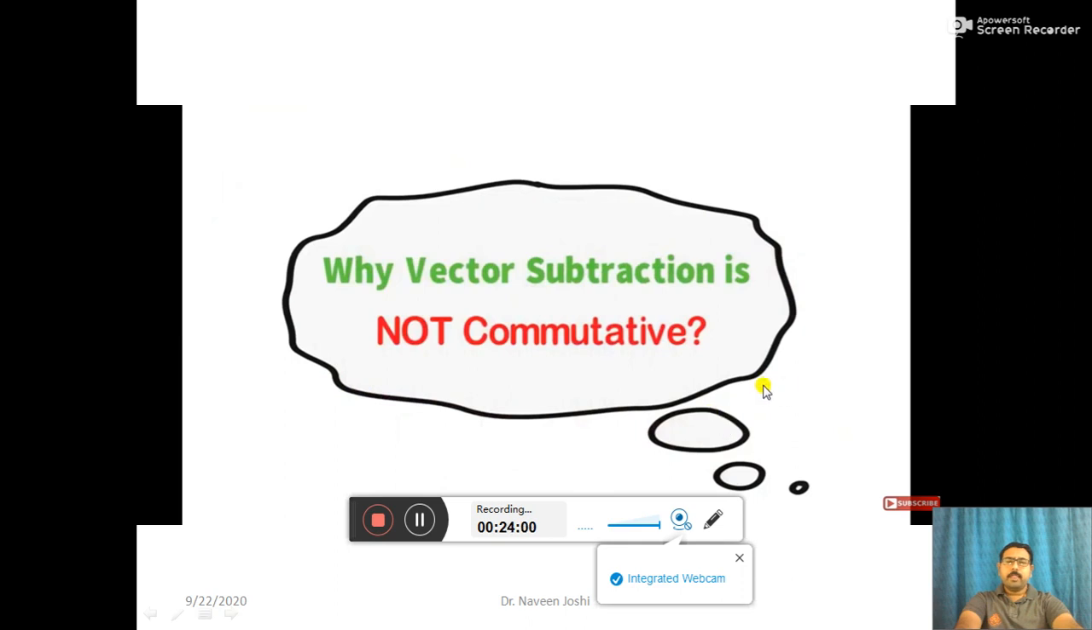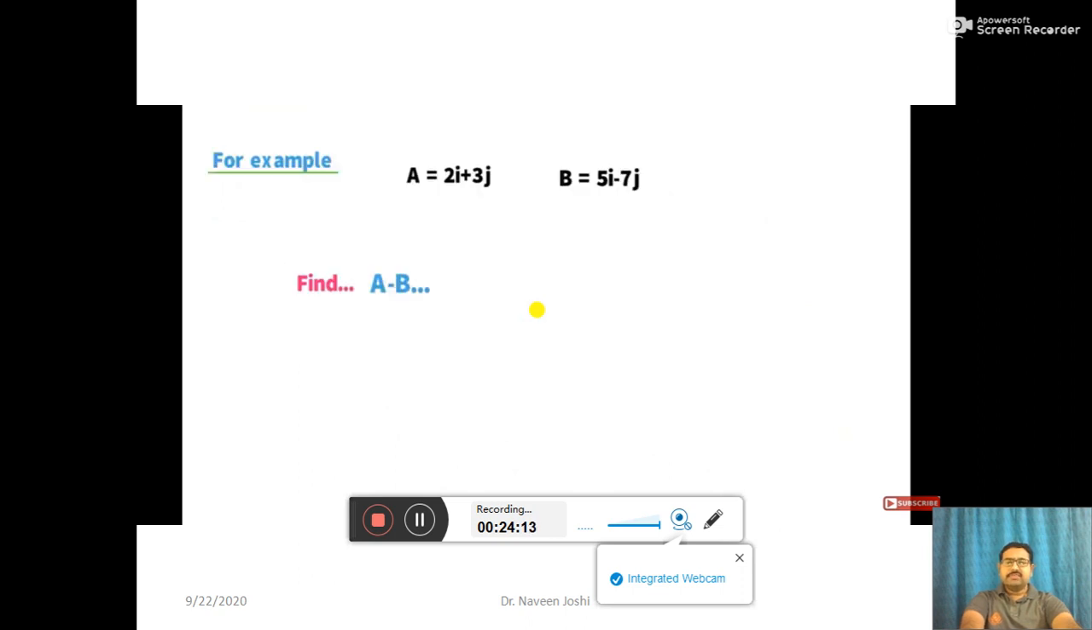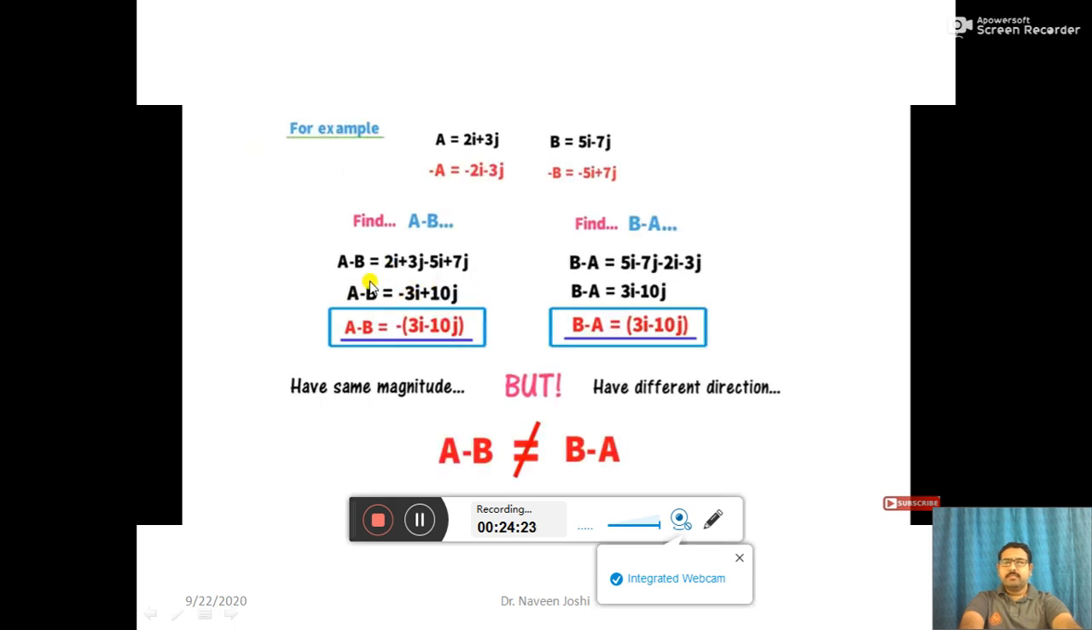Okay, then why is vector subtraction not commutative? Vector addition is commutative, but why is vector subtraction not commutative? Let's verify this with an example. For example, A equals 2i plus 3j, B equals 5i minus 7j. Let's find A minus B here. The definition remains the same: the commutative law with respect to subtraction would mean A minus B equals B minus A. Let's verify with A minus B.